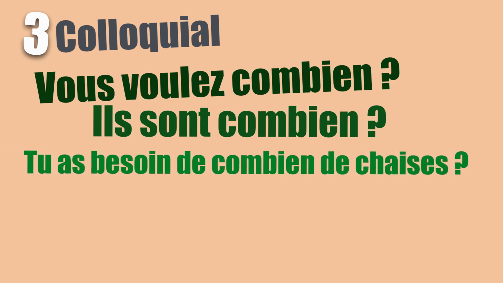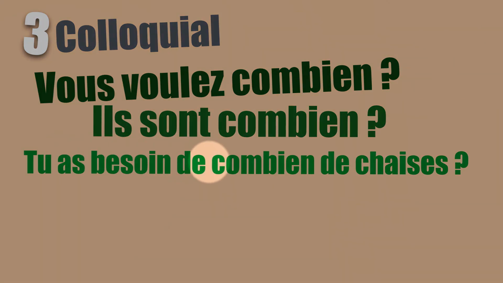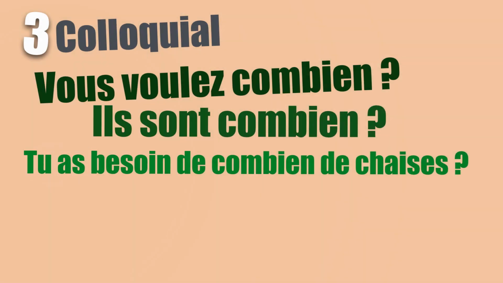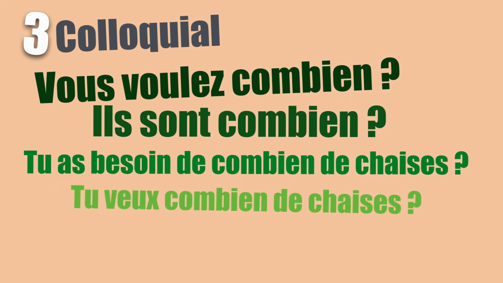T'as besoin de combien de chaises? Or, tu as besoin de combien de chaises? But you can hear the contraction in French. You remember, if you follow the pronunciation lessons, you know that the sound E in French disappears when we speak. So here we have got one and got another one here. And you know that there is a contraction between tu and a to say ta. So the sentence becomes t'as besoin de combien de chaises? Tu veux combien de chaises?